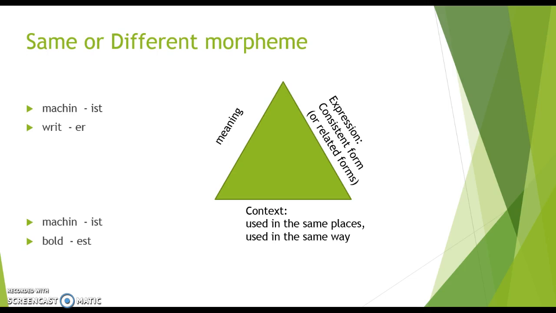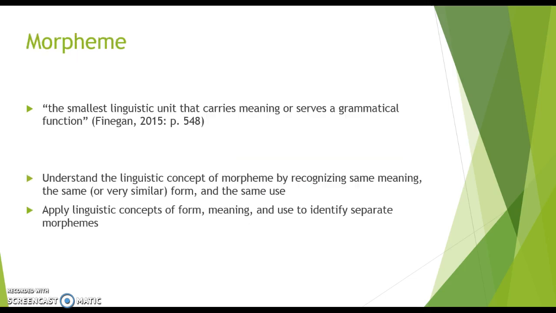And what about the context? Let's check that just to be sure. Again, machine is a noun, -ist is a suffix that makes another noun. Bold is an adjective, and -ist is a suffix that makes another adjective. So that's not the same context. We would want to find the same exact pattern to say that those were the same morphemes. So what we would have there are three different morphemes: -ist, -er, and -ist. And we would know that by looking at all three facets of the language: meaning, form, and context.